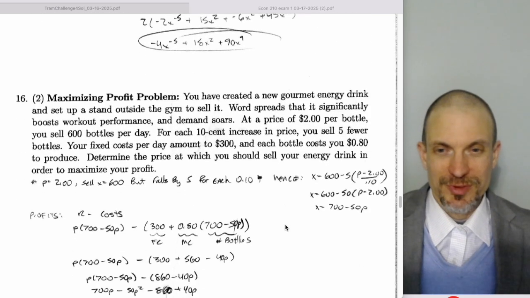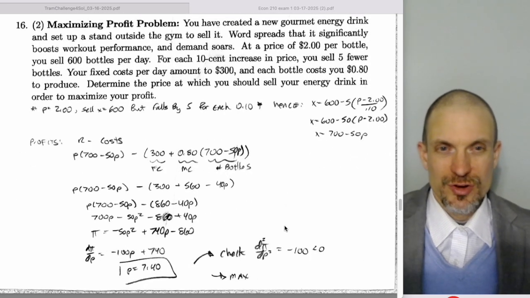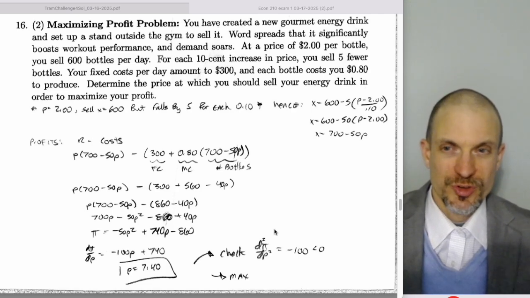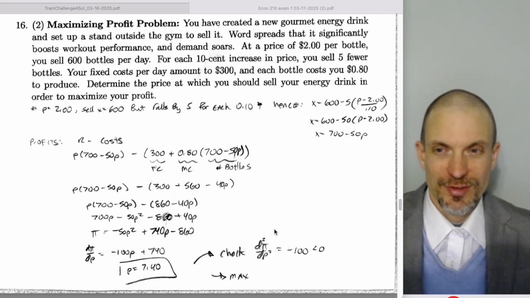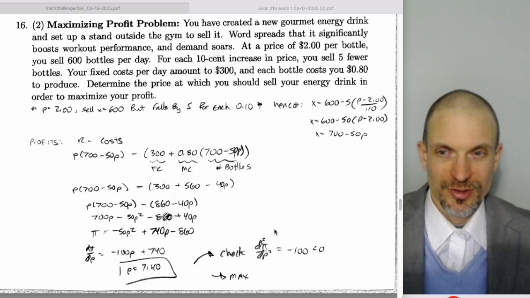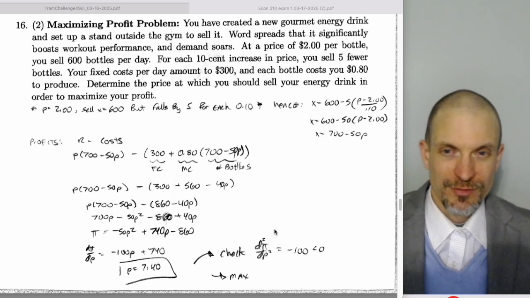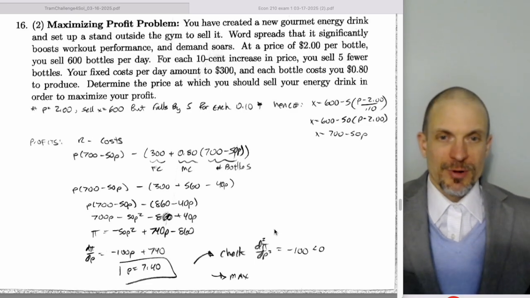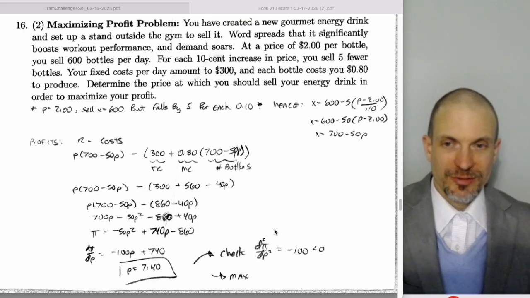Okay, profit maximization problem. You've created a new gourmet energy drink to set up outside the gym and sell it. Word spreads that it significantly boosts performance, demand soars. At a price of $2 per bottle, you sell 600 bottles per day. For every 10-cent increase in price, you sell 5 fewer bottles. Fixed cost per day amounts to 300. Each bottle costs you 80 cents to produce. Determine the price at which you should sell the energy drink to maximize profits.